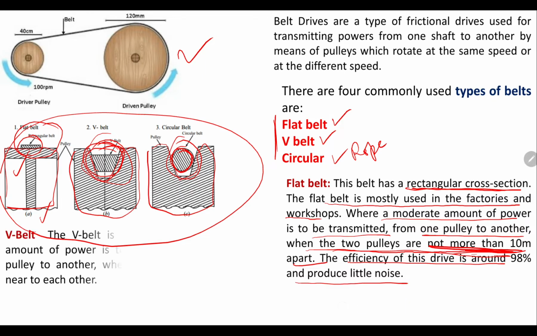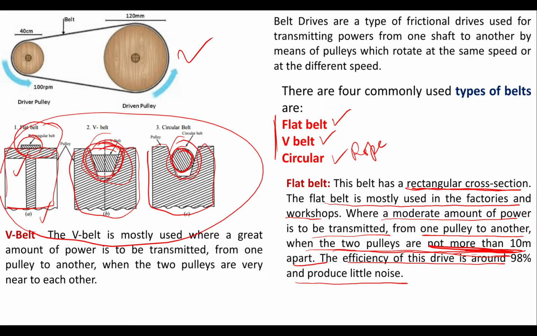So let us see the V belt. V belt is mostly used where a great amount of power is to be transmitted. In the last case, the flat belt, we have seen that moderate power is transmitted, but in case of V belt, if we want to transmit a great amount of power, then we have to use V belt. And what is the condition? When the two pulleys are very near to each other. That is the condition when you want to apply the V belt.